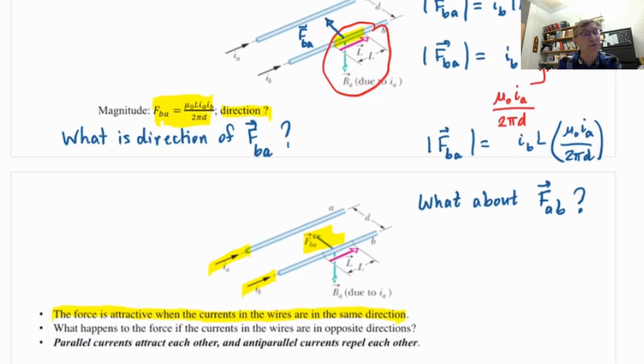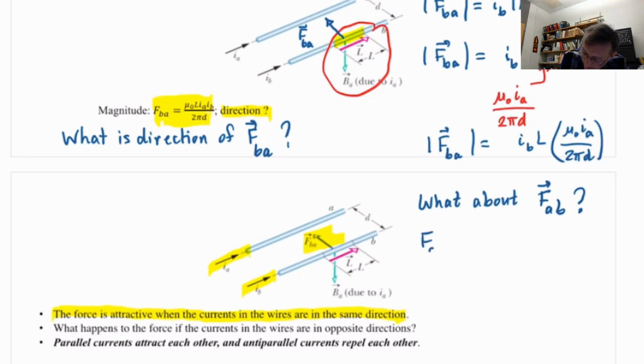Now just reverse the roles. Current B creates magnetic field everywhere. Current A is immersed in that magnetic field, and therefore current A can experience the magnetic force. I want to know the magnitude and direction of that. Okay? All right, did you make an intuitive guess? Now let's be formal and show what we get.